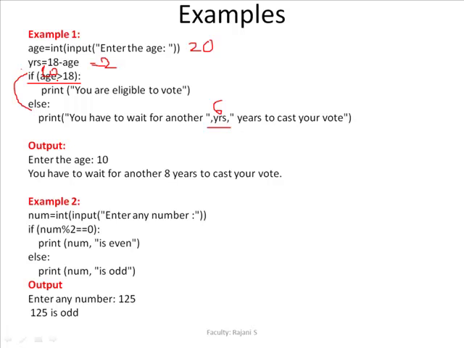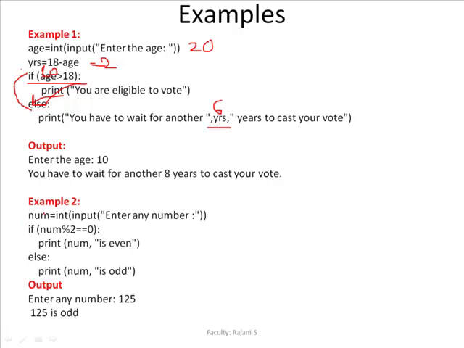Now this condition is true, so directly it will go to the if block only and it ignores the else part. Because this condition itself is true, it will not enter into the else part. So directly it displays that you are eligible to vote.